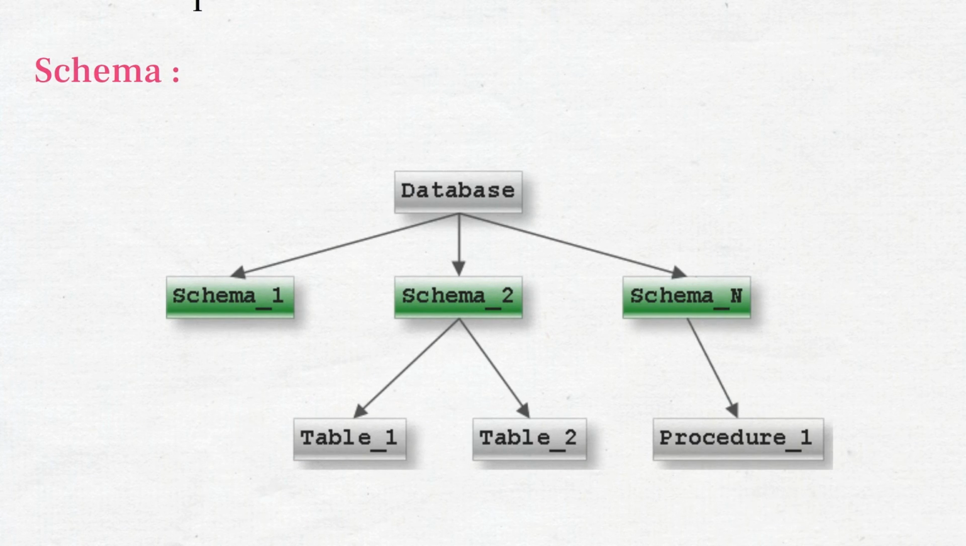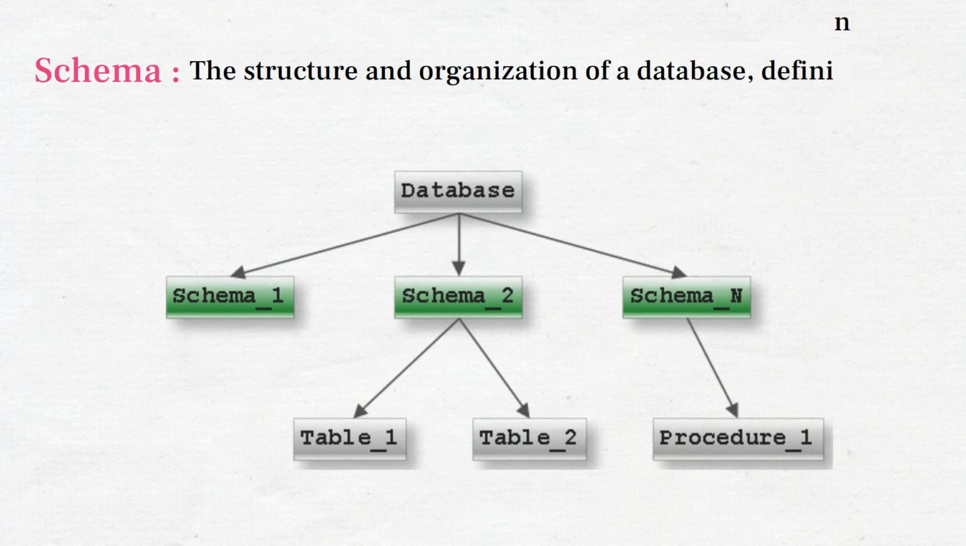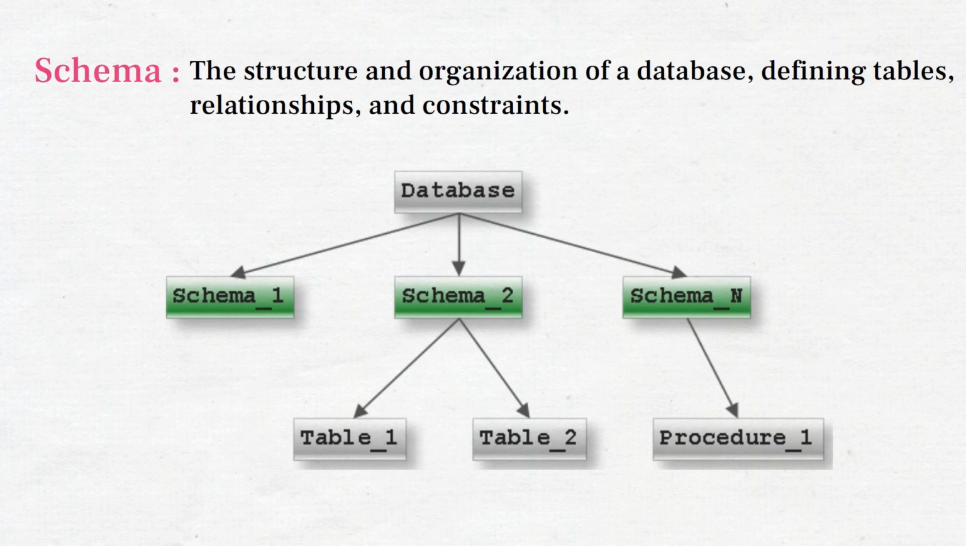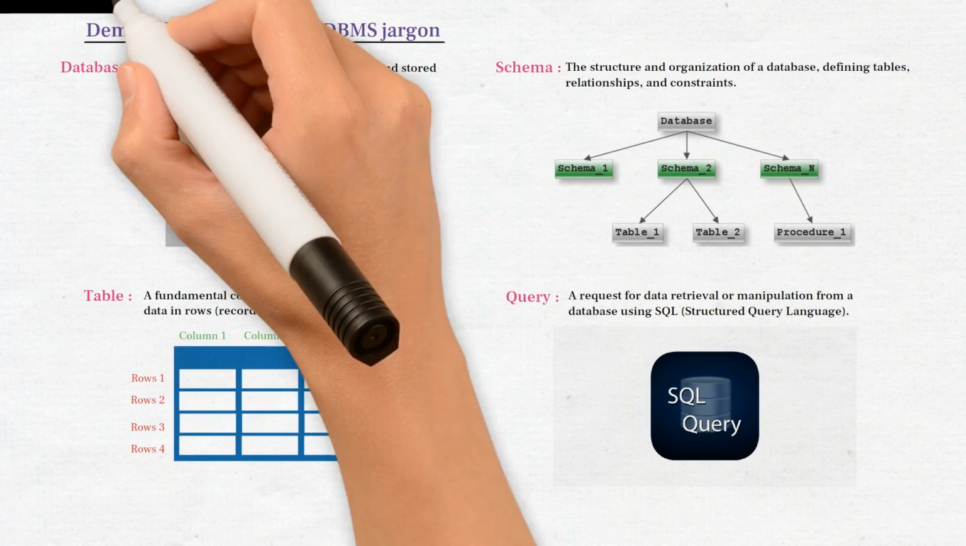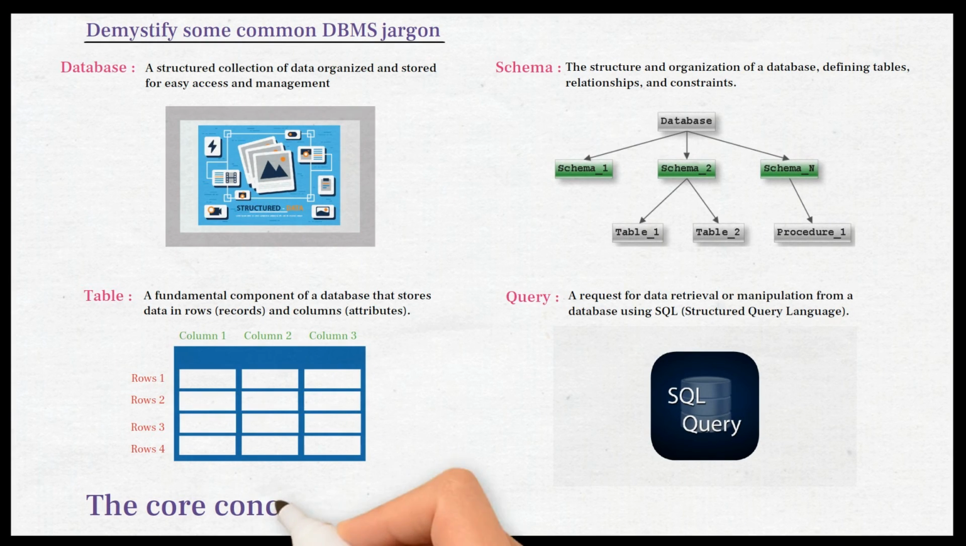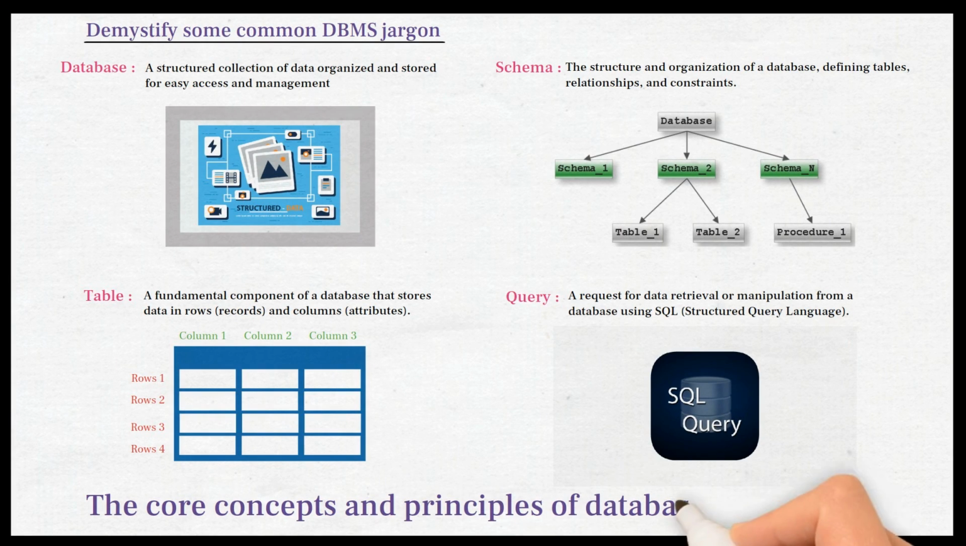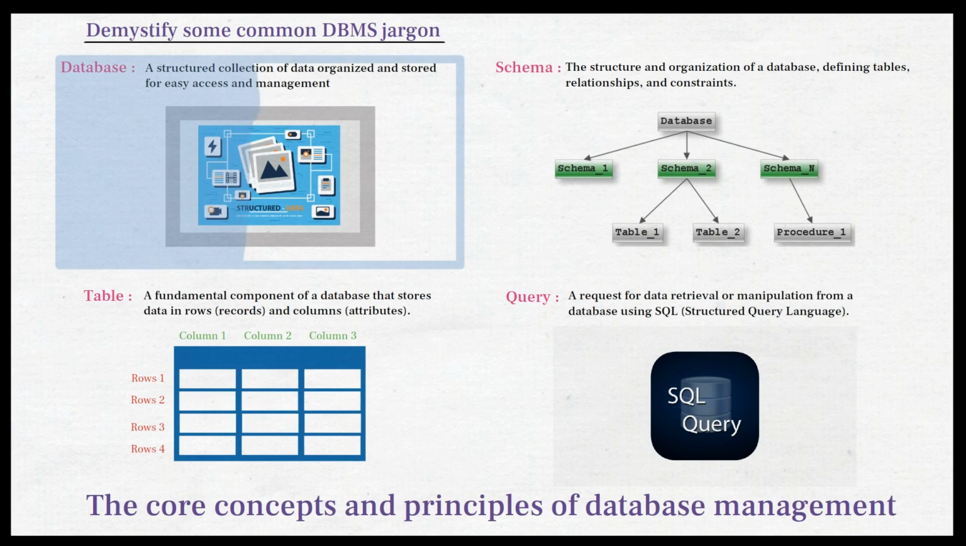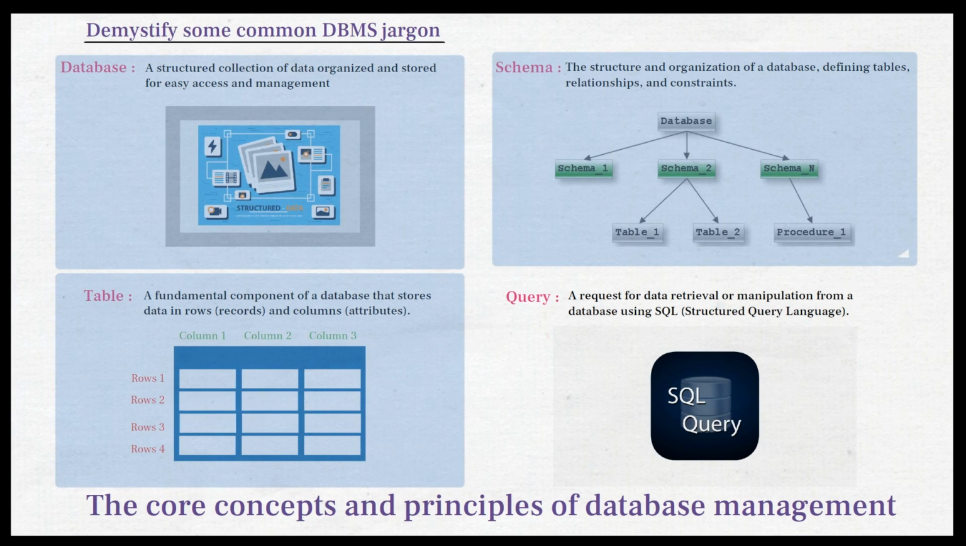Schema: the structure and organization of a database, defining tables, relationships, and constraints. By demystifying these database jargon terms, you will have a better understanding of the core concepts and principles of database management. We will learn these in depth in further videos.